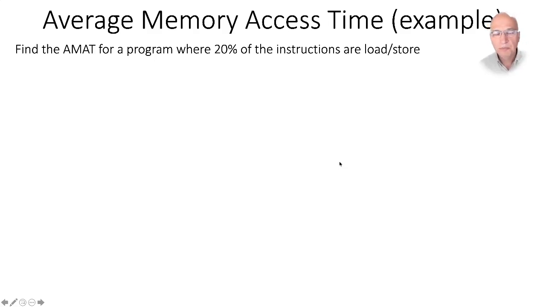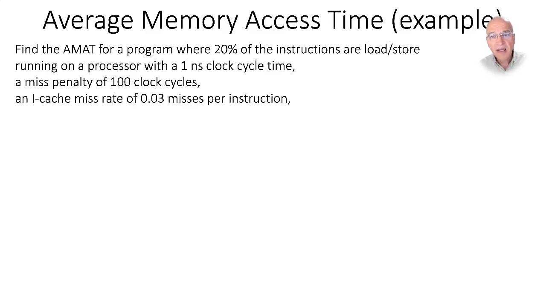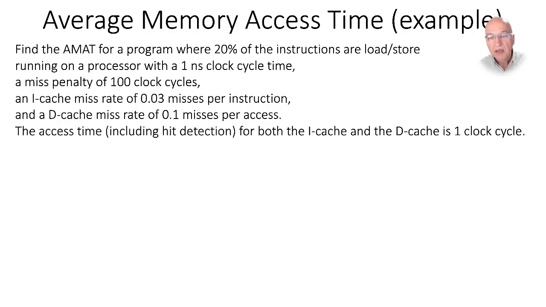Now let's look at another example. In this case, I want to find the average memory access time for a program where 20% of the instructions are loads and stores, and the processor runs at a 1 nanosecond clock cycle time. It has a miss penalty of 100 clock cycles. It has an I-cache miss rate of 0.03 misses per instruction, and has a D-cache miss rate of 0.1 misses per access. The access time, including the hit detection, for both the I-cache and the D-cache is 1 clock cycle.